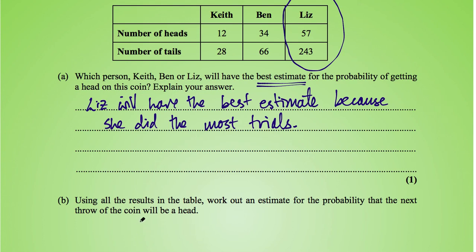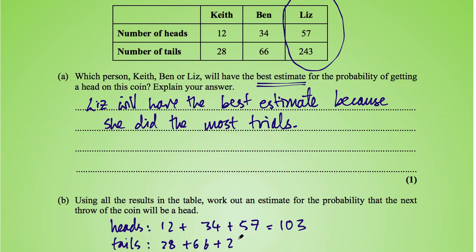So total number of heads, we've got 12 plus 34 plus 57, which is 103. Total number of tails, we've got 28 plus 66 plus 243, which is 337. That means number of throws is 440, 103 plus 337.